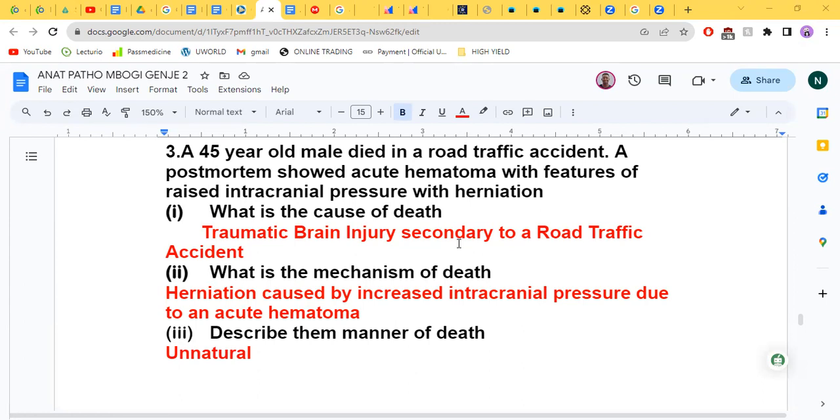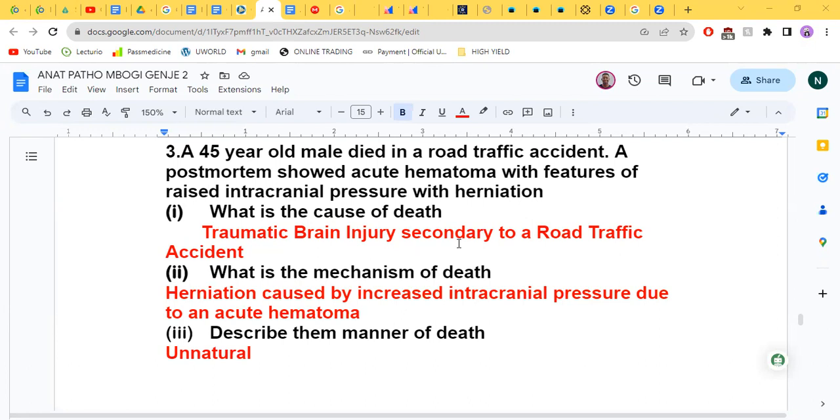But how did the chain of events occur? So the first thing that happened, this person had a road traffic accident. Say they were hit by a motor vehicle. Then what happened when the motor vehicle hit them? Maybe their skull caved in. So after their skull caved in, it means that the blood will start seeping inside the meninges. Then it will start occupying space.